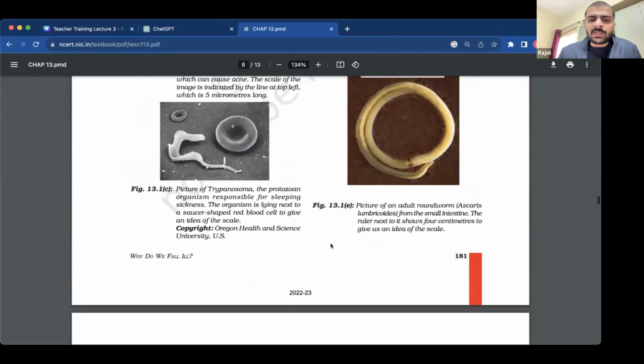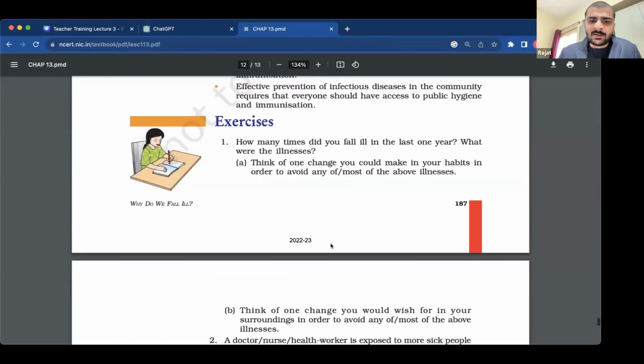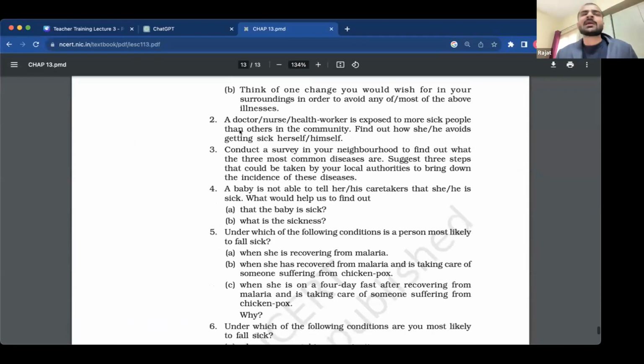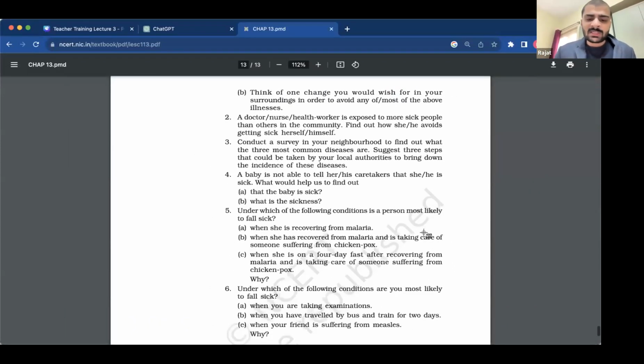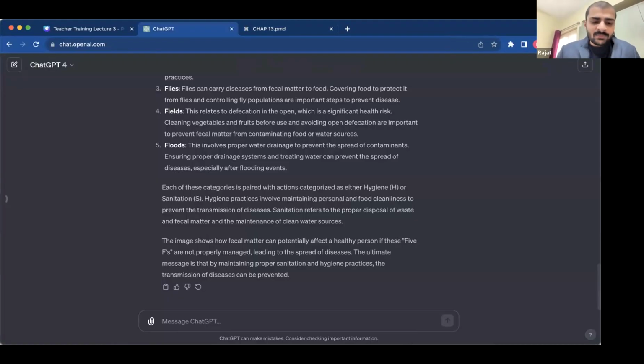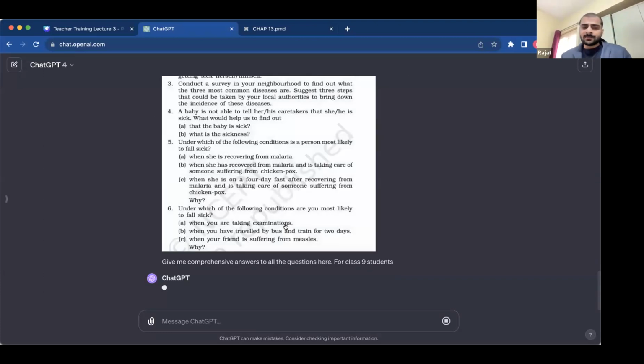The second thing you can do as teachers and instructors is, let's say there is an exercise section toward the end, like this, and you want answers to this. Now, instead of copy pasting and typing and looking at some random site on the internet, we can just take a screenshot of this right now, upload it here, and say, give me comprehensive answers to all the questions here for class 9 students. And then I press enter.